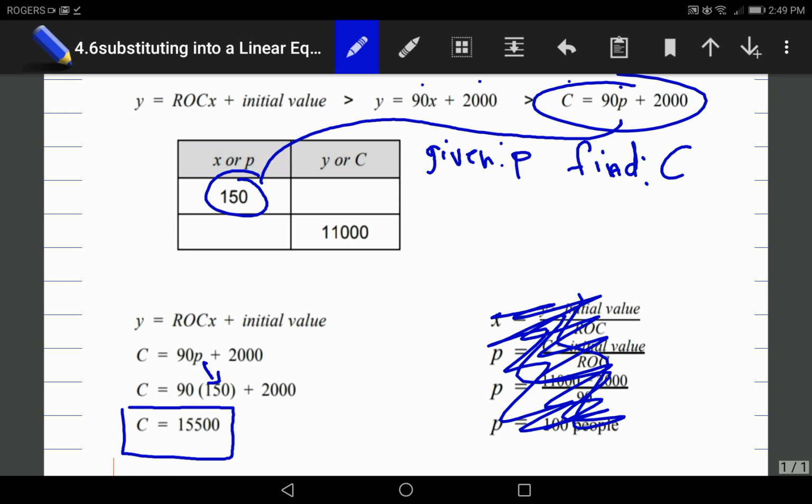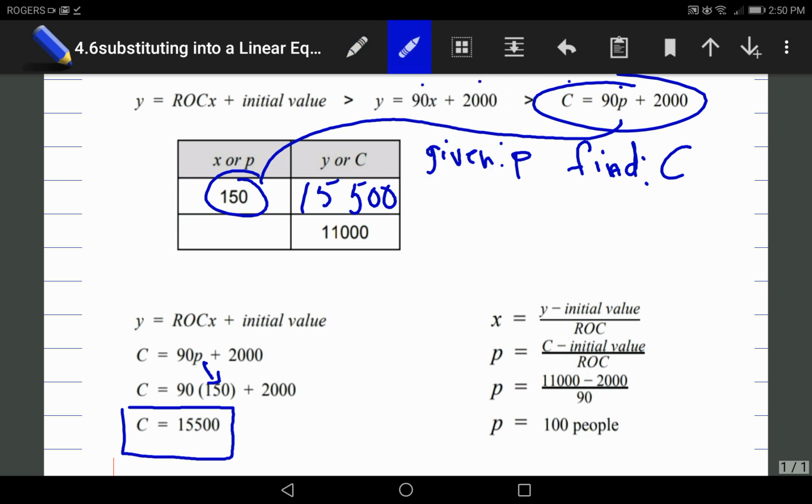Now, let's look at the second part of this table. So we can write this number right here, 15,500, goes with 150. Now, let's erase this answer up here. Take a look now. It's a little bit different, right? Now we're given the C value or the Y value, and we need to find X or P. Okay, so we need the other formula. We need to find the formula that solves for X. There it is right there.